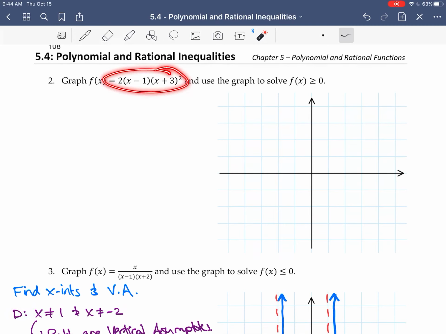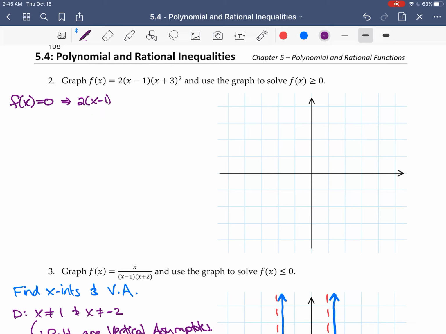So we have this polynomial, and we want to use the graph to solve where it is bigger than or equal to 0. So we're first going to find where it is equal to 0. These are going to be the x-intercepts. So 2 times (x minus 1) times (x plus 3) squared equals 0. So that happens when x minus 1 equals 0, or x plus 3 is equal to 0, which is when x equals 1 or x equals minus 3. So that gives us x-intercepts at minus 3 and at 1.